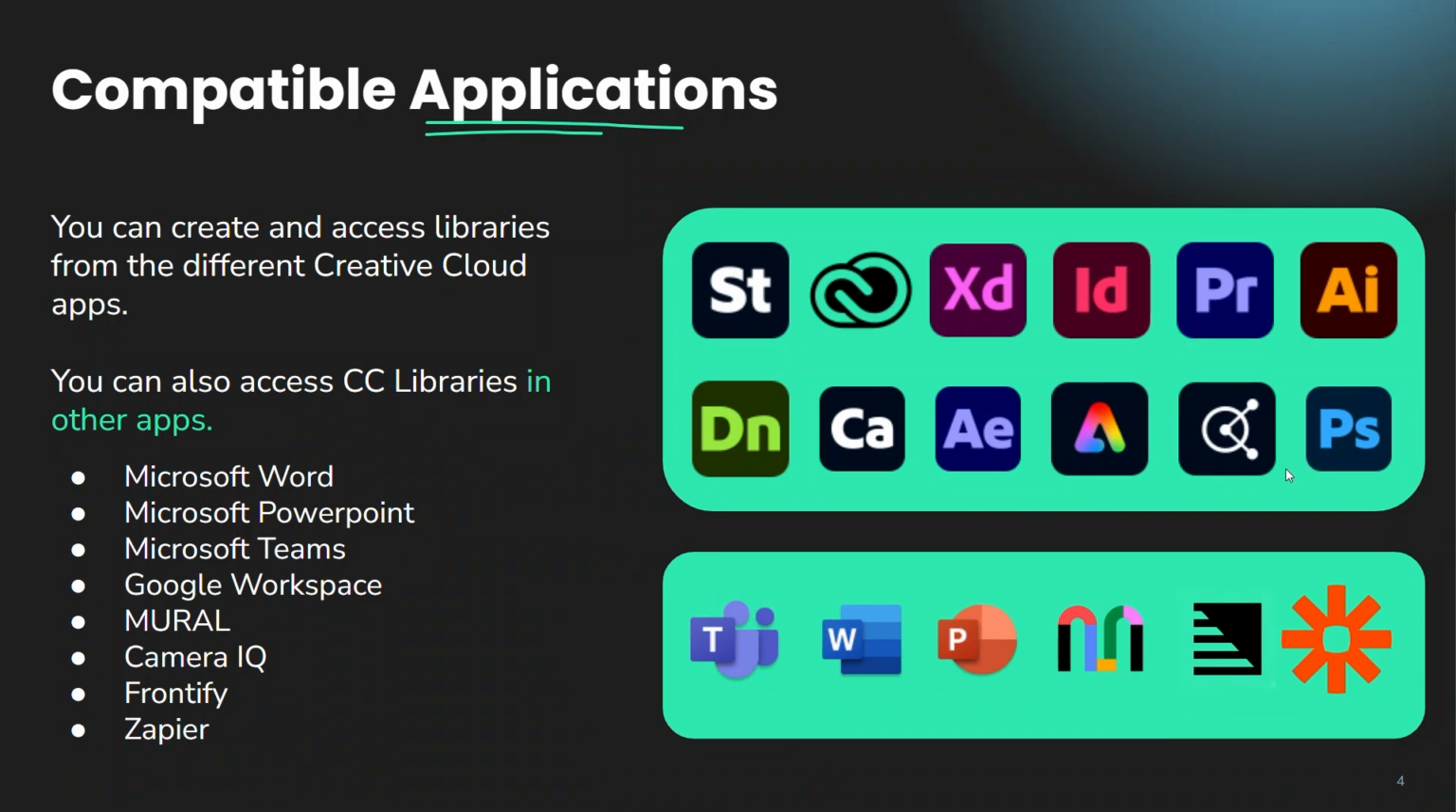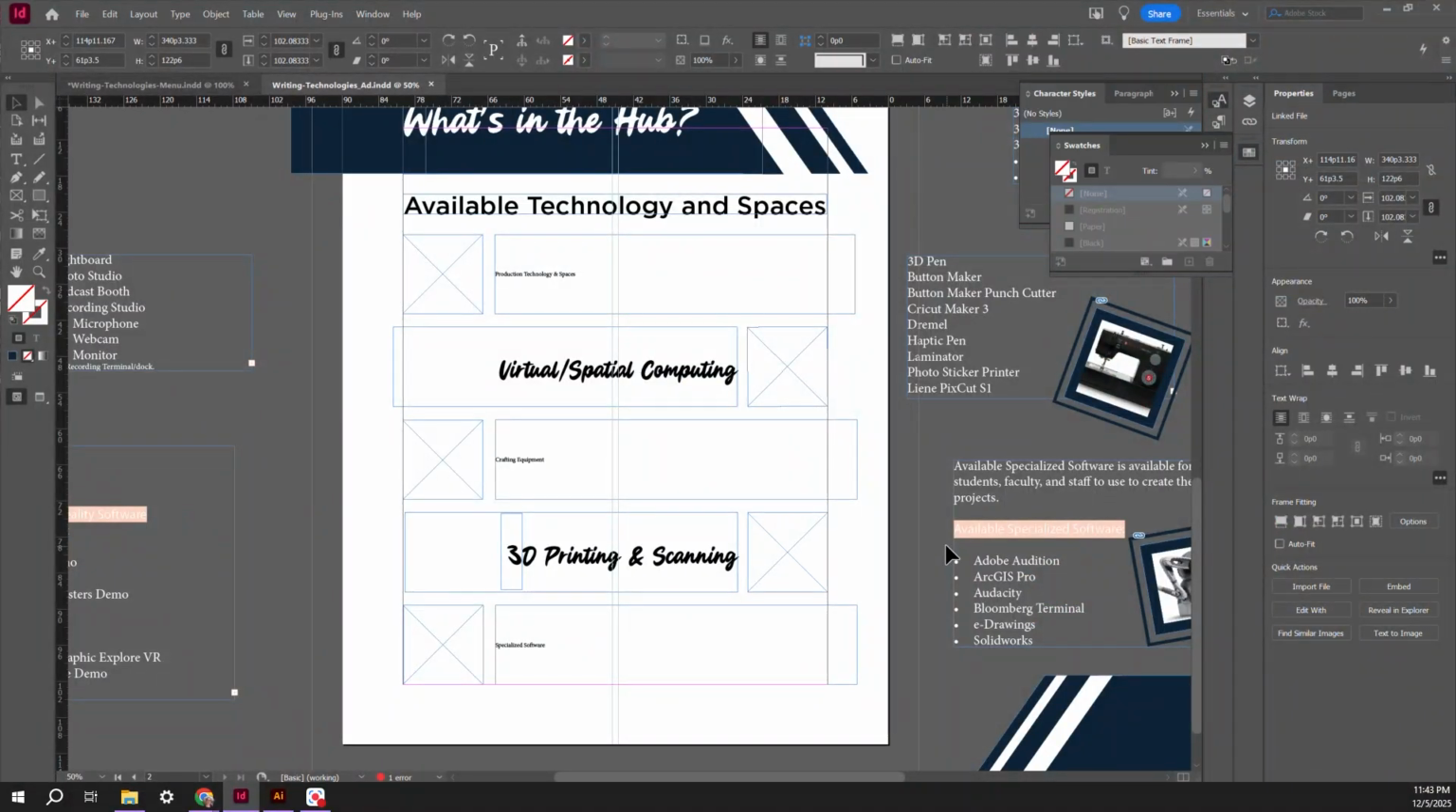You can also access Creative Cloud Libraries with a broad variety of not only Adobe programs, but other third-party apps, such as Microsoft Word, PowerPoint, Teams, and Google Workspaces, Frontify, Zapier, and much more. So in this video, I'm going to show you how you can use these assets in Adobe's InDesign.